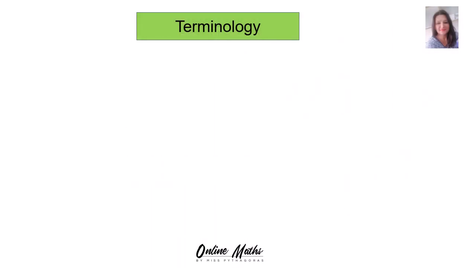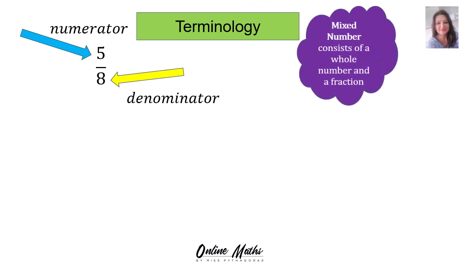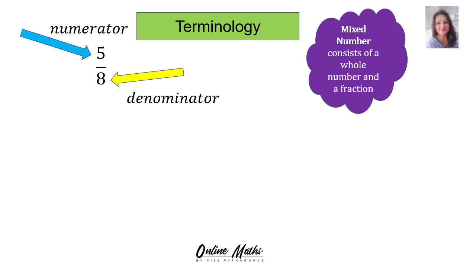Let's look at some terminology. When I give you 5 over 8, then the 5 is called the numerator and the 8 is called the denominator. A mixed number consists of a whole number and a fraction. So the 3 is the whole number and the 2 over 7 is the fraction, and the whole thing is called a mixed number.